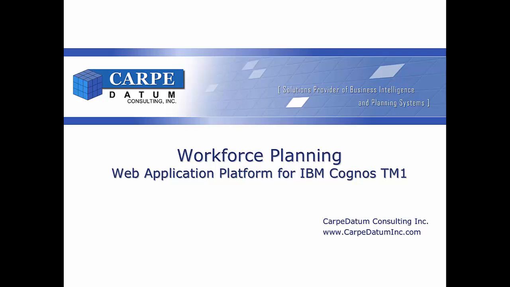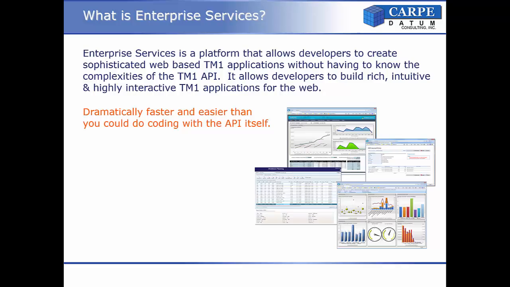Some of the features and capabilities of the workforce planning module Carpe Diem has developed utilizing the IBM Cognos TM1 platform and Enterprise Services. Enterprise Services is a platform that works with TM1 that allows developers to easily create web applications that make it easy for end users to navigate and manipulate data, even in the most complex TM1 models, all without having to deal with the complexities of the TM1 API.